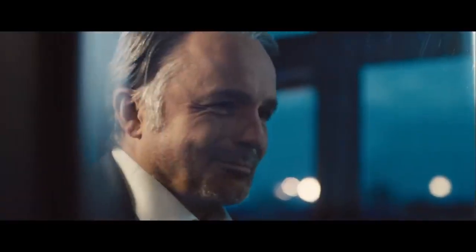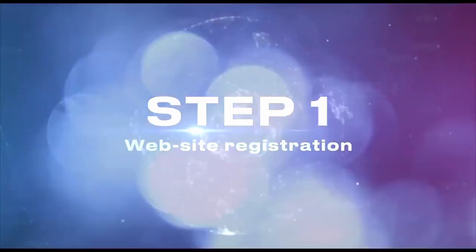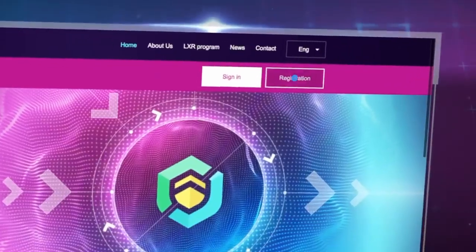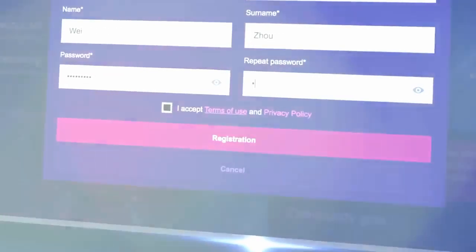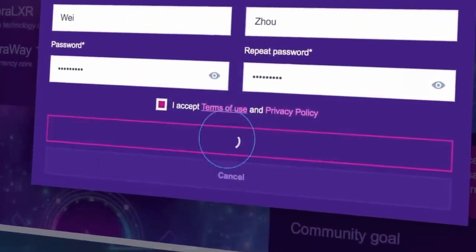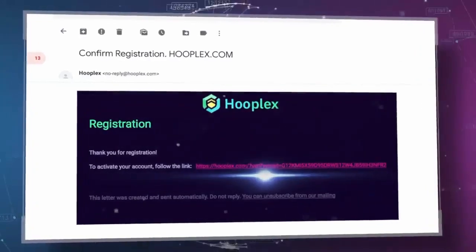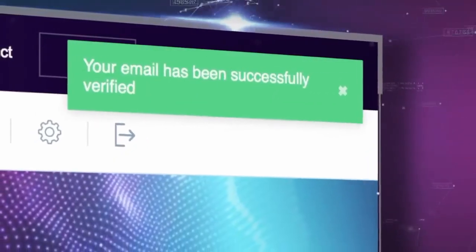It has never been easier to join the financial market and cryptocurrency in one digital wallet. See for yourself just how convenient and simple it is. Your first step is website registration. Enter your personal details and accept the terms and conditions of use. After completing the registration process, please activate your account by clicking the link which was sent to your email address.